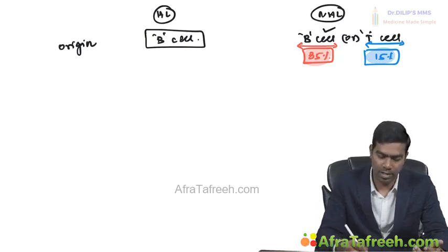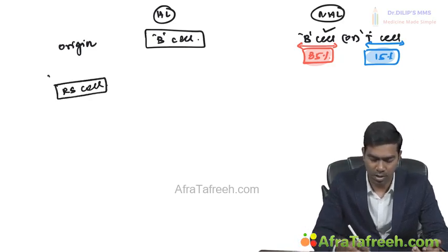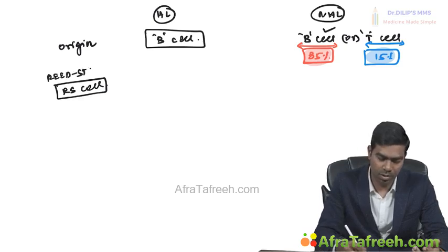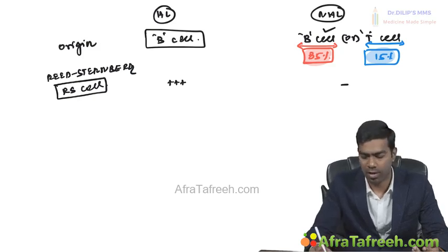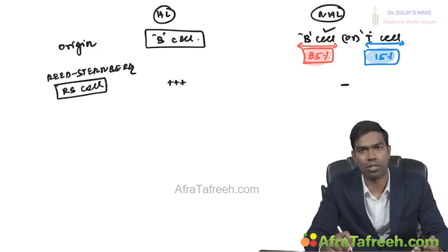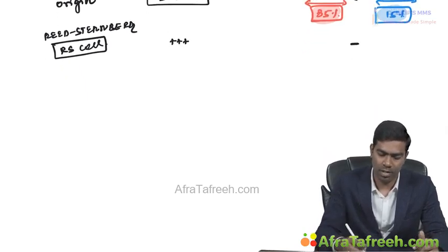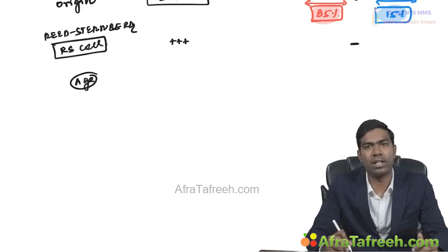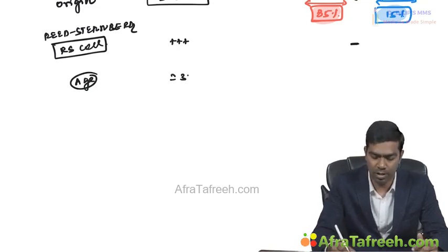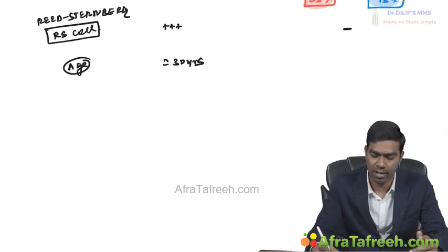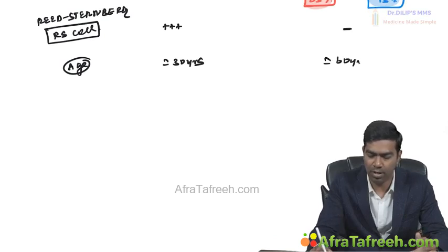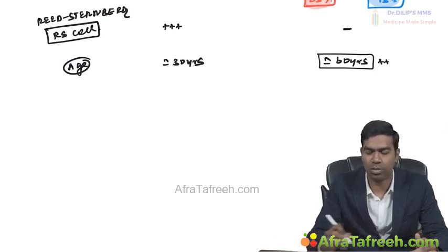And what is the neoplastic cell here? There is something called a Reed-Sternberg cell. This is a neoplastic cell in a Hodgkin lymphoma, and you don't encounter this Reed-Sternberg cell in a non-Hodgkin lymphoma. This is one of the major differences. And regarding the age group affected, in Hodgkin lymphoma it's approximately 30 years, even though it's a bimodal distribution. The average age affected is 30 years, whereas the average age affected in non-Hodgkin lymphoma is around 60 years and above.